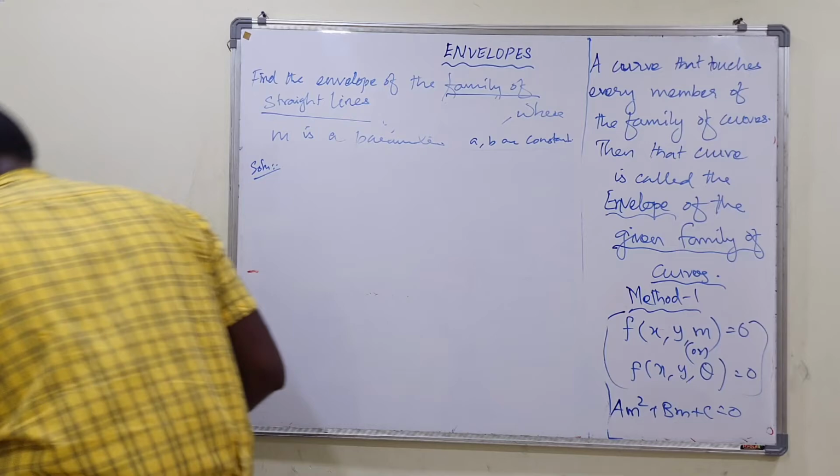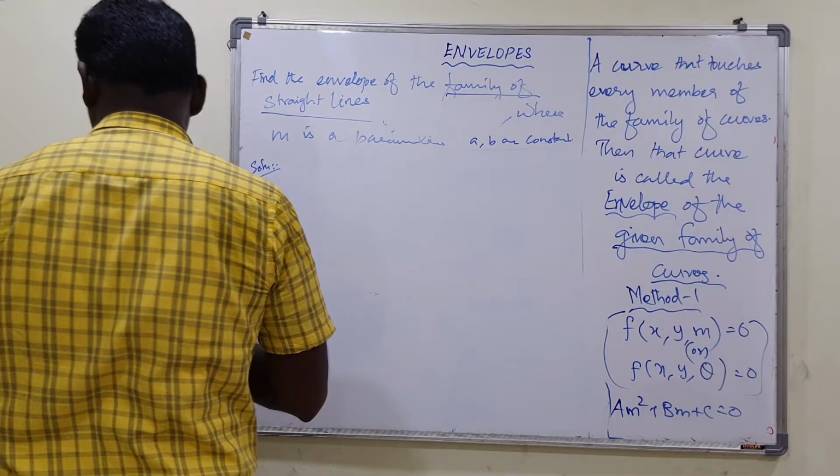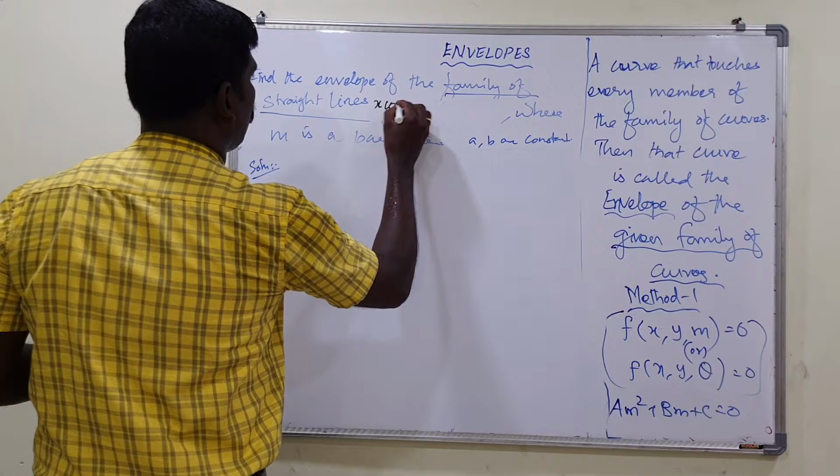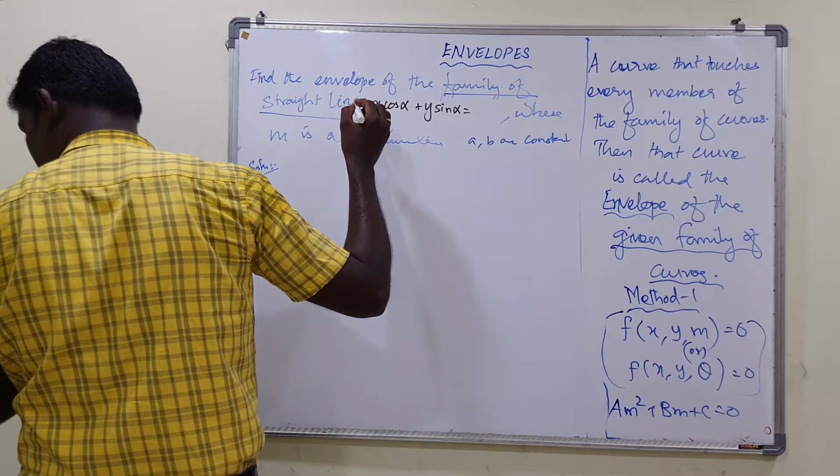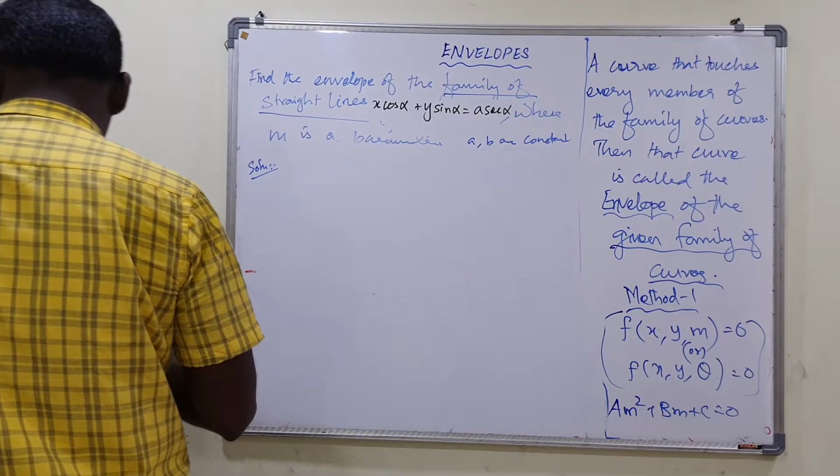So, next problem. Find the envelope of the family of straight lines x cos alpha plus y sin alpha equal to a sec alpha. Right?